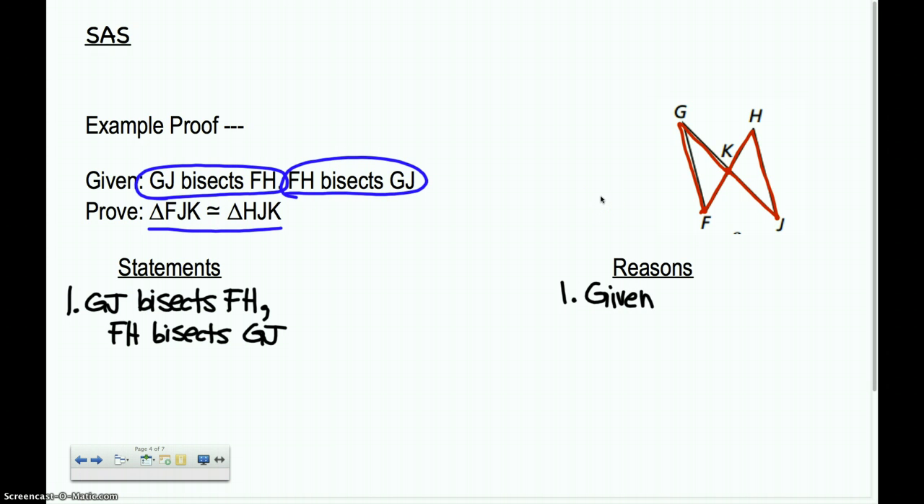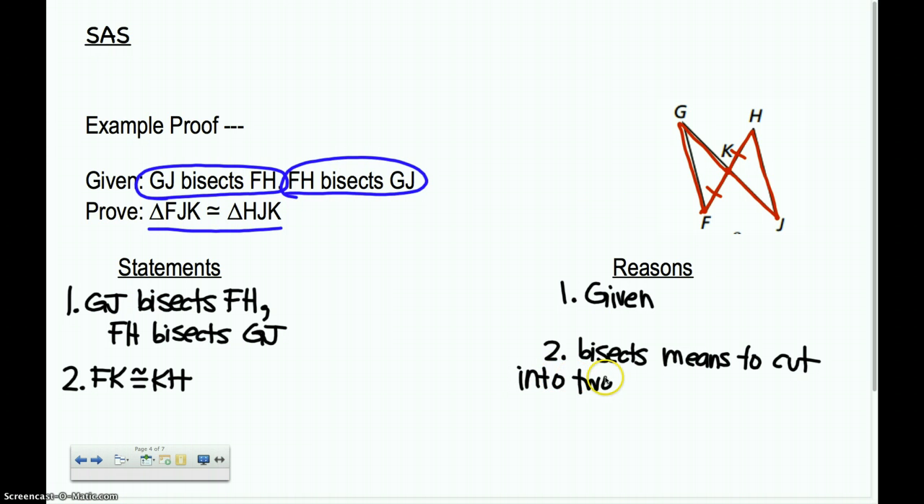Bisects, what does that mean? Well, GJ cuts FH exactly into two congruent halves. FH is cut exactly in half. So, we can say FK is congruent to KH. Why? Bisect means to cut into two congruent halves. We have now used up the first given. GJ bisects FH. Done with that.